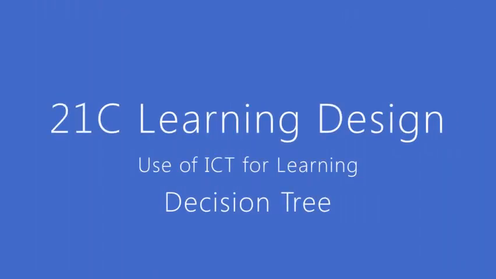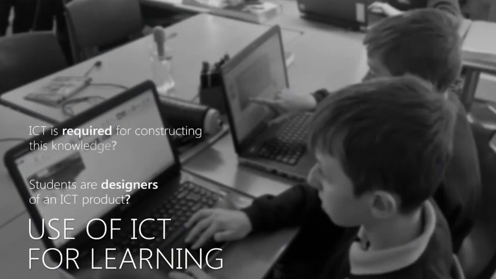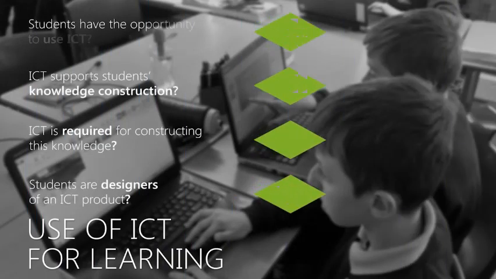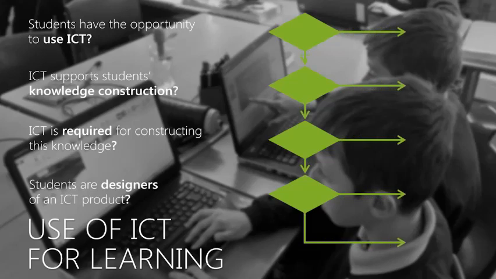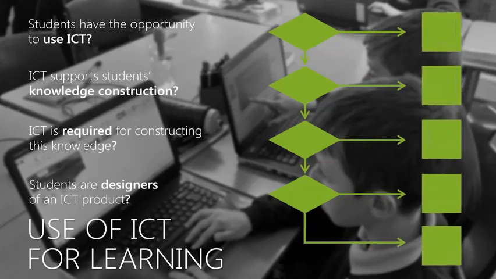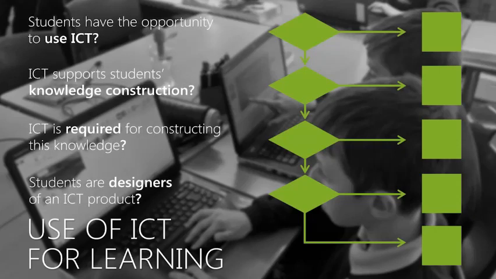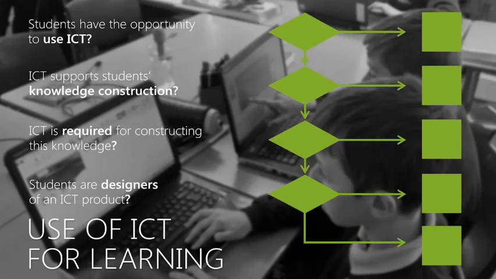We can capture the big ideas of ICT for learning by using a decision tree. A decision tree is a visual way of representing the big ideas in ICT for learning. It is designed as a number of questions. As you can see, there are 4 questions in the Use of ICT for Learning decision tree.